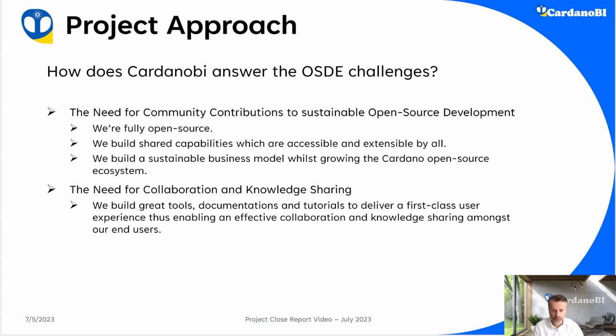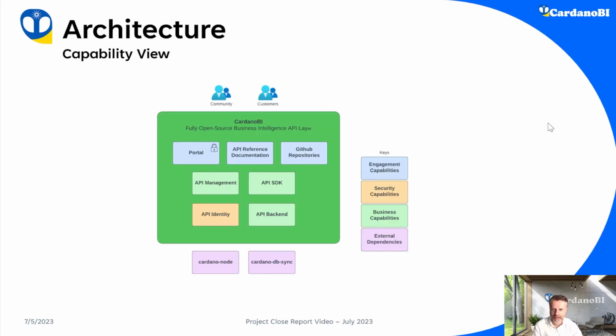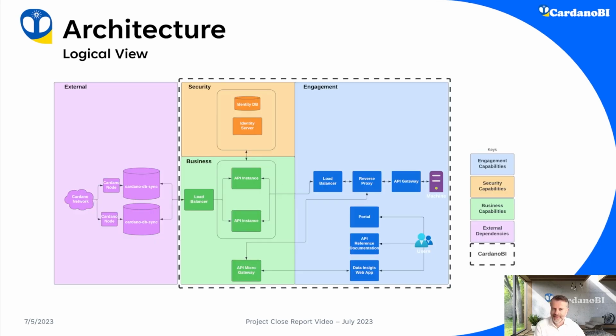Here, we've built great tools, documentations, and tutorials that deliver a first-class user experience, thus enabling and promoting an effective collaboration and knowledge sharing amongst our end users. Let's now explore what CardanoBI delivered, and we will do so by starting from the beginning, i.e. from its architecture. Here, the capability view gives a bird's eye view of all the capabilities built by the project. Each of these capabilities translate into a specific deliverable, which we'll detail later in the presentation.